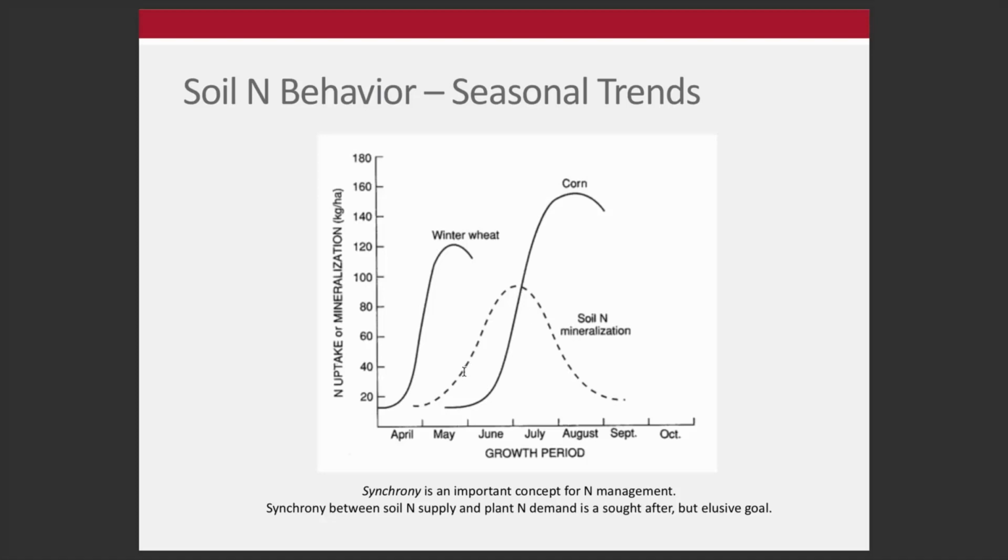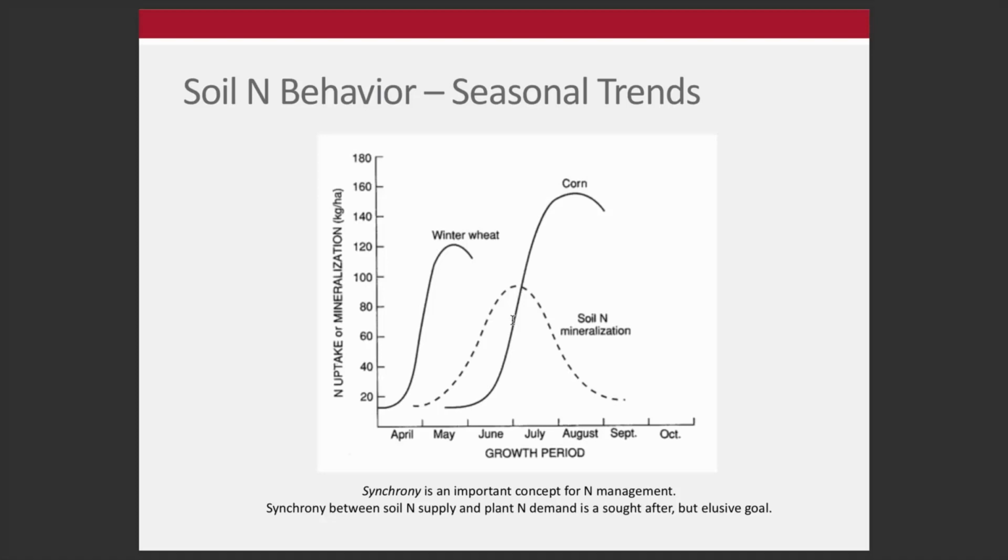We have winter wheat and corn, which have different nitrogen uptake patterns, okay? So, of course, wheat being a cool season grass, it grows quite rapidly in early spring, and corn being a warm season grass, it's going to grow the fastest with highest N uptake rates in, say, July and August.